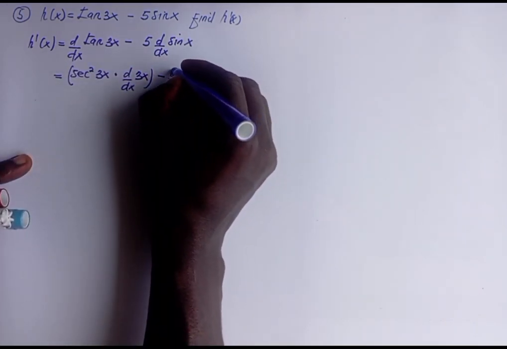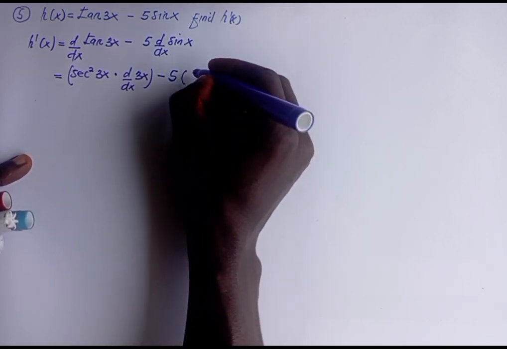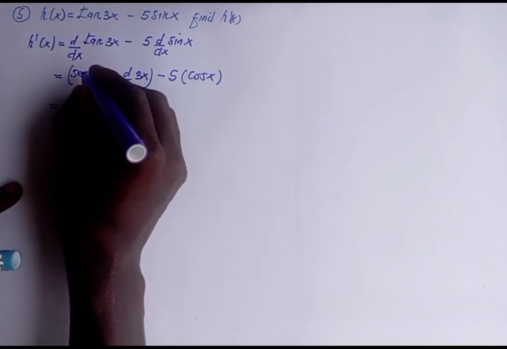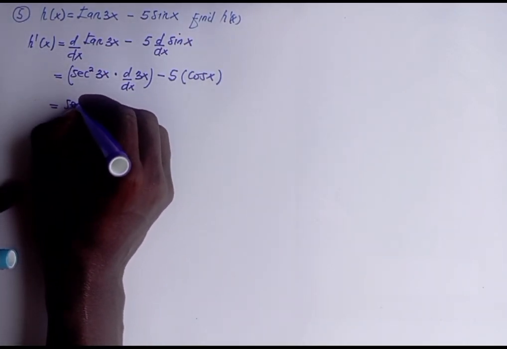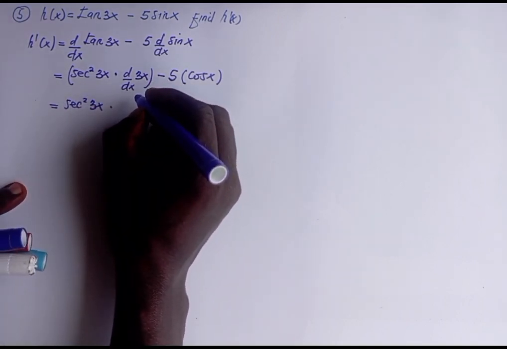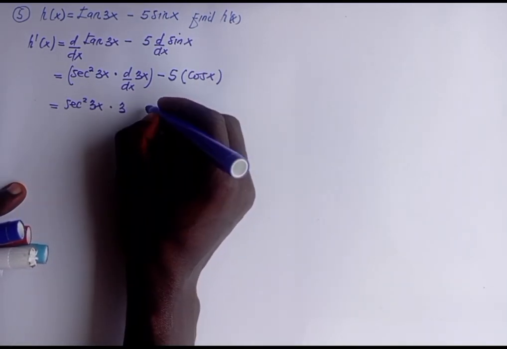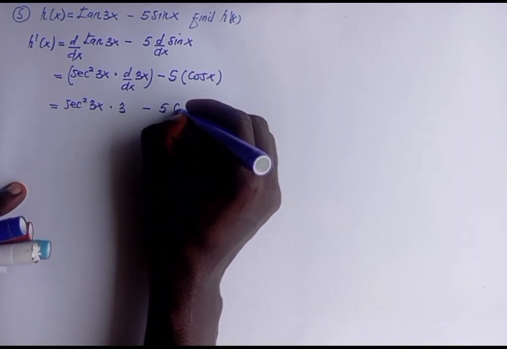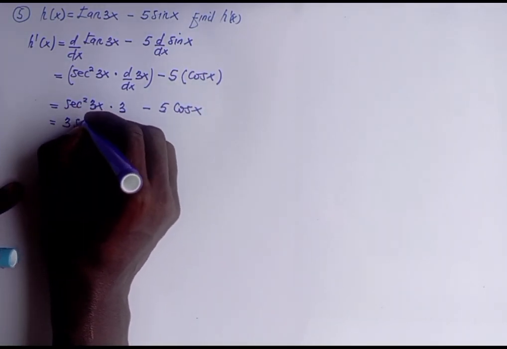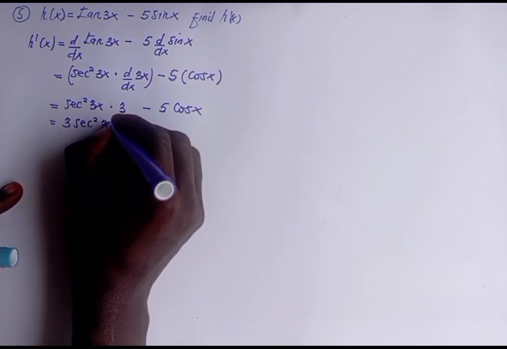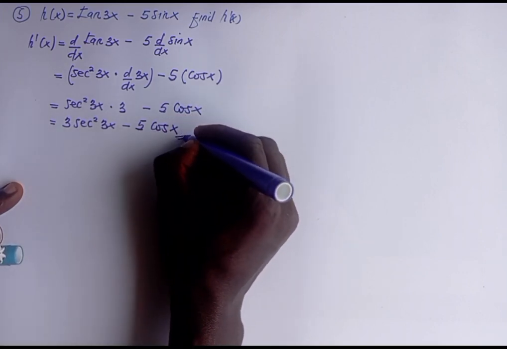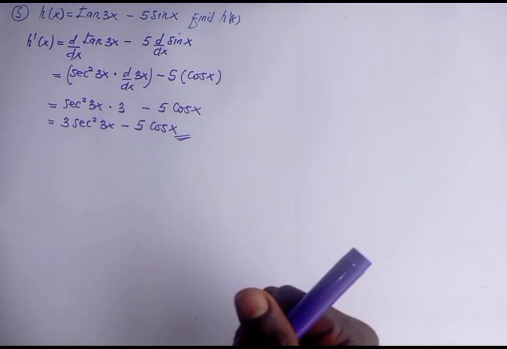Then we have our 5. When we differentiate sine, we get what? Cos of the angle x. Now we have already differentiated this, so we have sec squared 3x, and then when we differentiate 3x, we get 3, and then we have our 5 cos x. So finally we have 3 sec squared 3x plus 5 cos x, and this becomes the derivative of this very function.